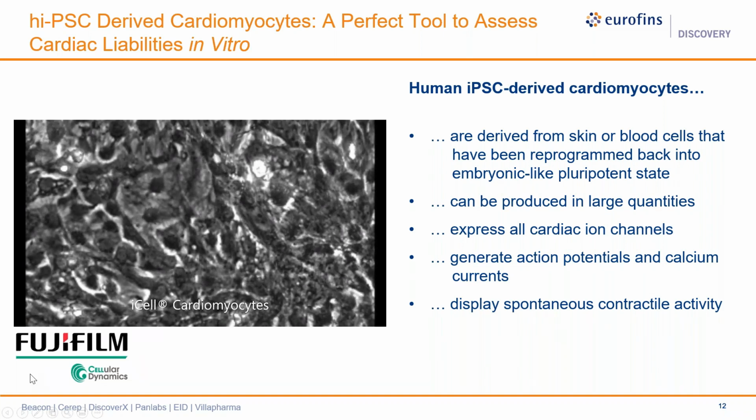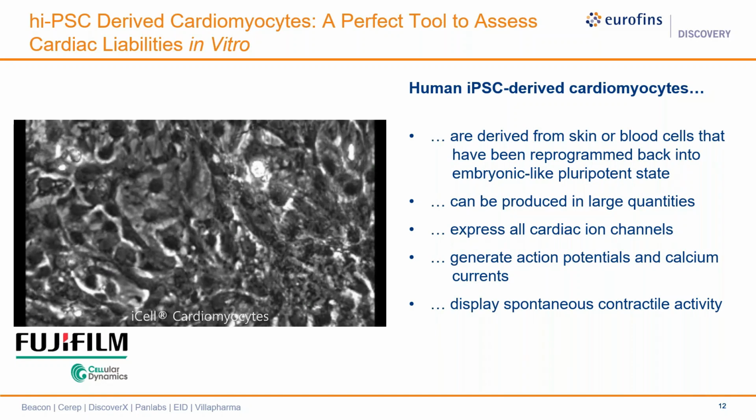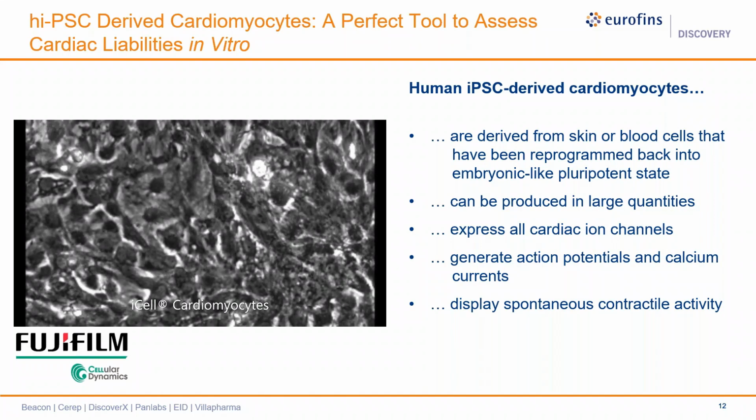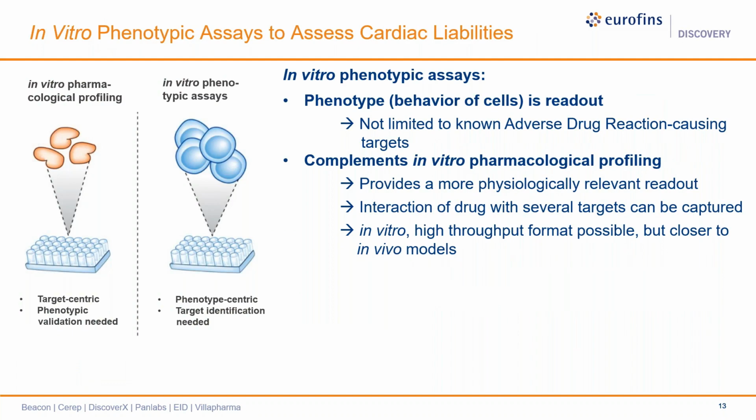These cells also express all cardiac ion channels that you can find in cardiomyocytes in the heart. They generate action potentials and calcium currents, and they display spontaneous contractile activity, as you can see in the video here. And with these cardiomyocytes, we are performing in vitro phenotypic assays.